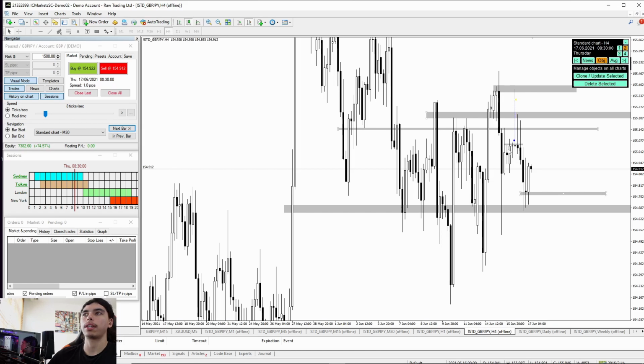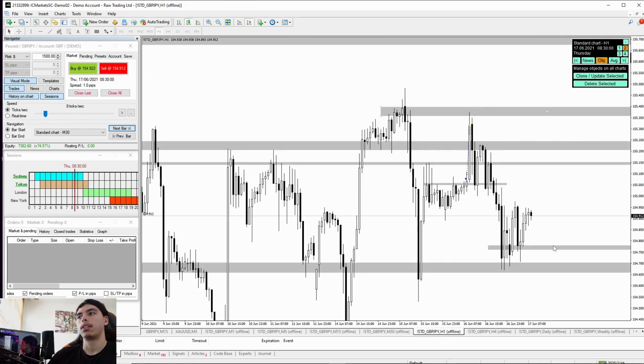This was our target here. We bought up to this zone. Now the next target, monetary wise and pip wise, we're looking at probably, what is that? 15 pips. So yeah, 12 pips here. So not really worth it.